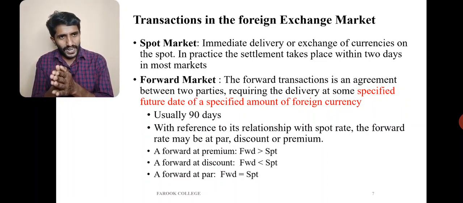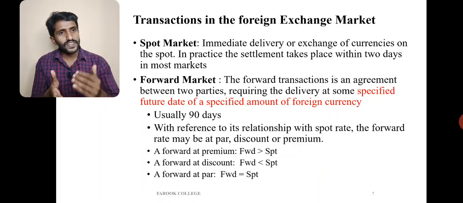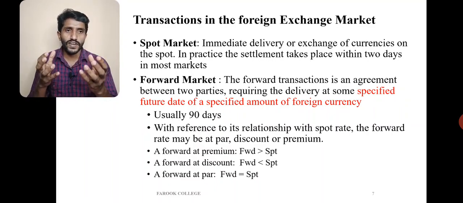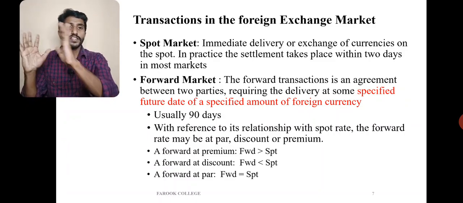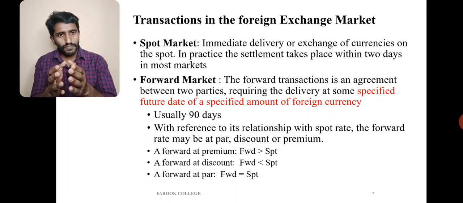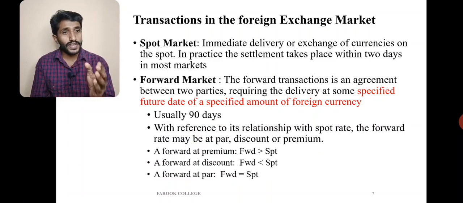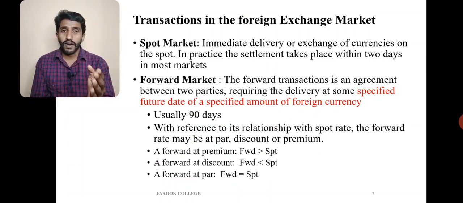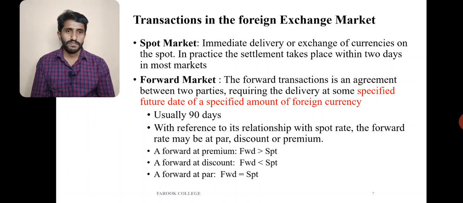So the forward transaction is an agreement between two parties requiring the delivery at some specified future date of a specified amount of foreign currency. This much foreign currency will be transferred in the future. That is an agreement. Normally this forward market operates for 90 days. There are other possibilities also. With reference to the relationship with the spot rate, the forward rate might be at par, discount or premium.